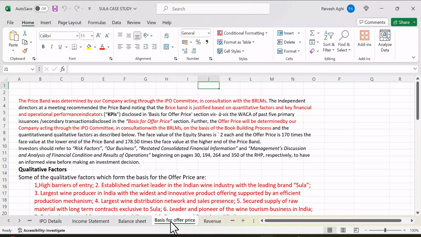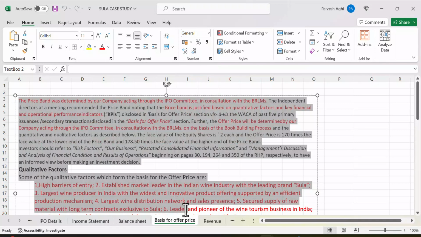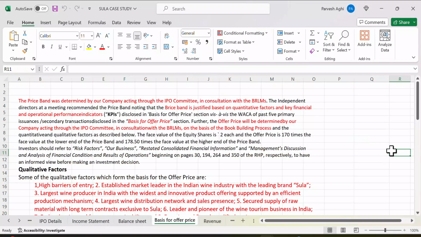Okay. So can you just read, Zubain? Is the font okay? Or should I make it a little bolder? Okay. Just focus here. This is very important. The price band was determined by our company acting through the IPO committee in consultation with the BRLMs. Okay, just hold on, Zubain. I'm just going to read. What I have done is I marked in red where I found it was worth mentioning those things. Then you can just follow that.